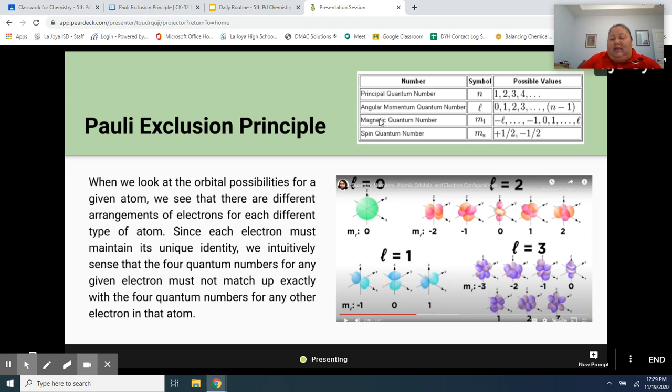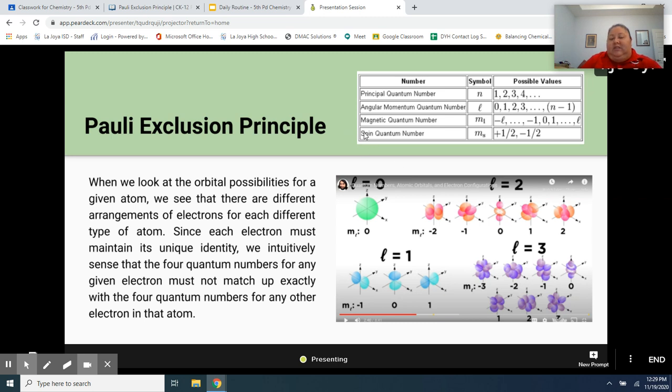The magnetic quantum number, if you have more than one orbital, and I actually have a picture down here that shows you that, M sub L. For the S orbitals, there's only one, so you have that 0 for M sub L. But all the other orbitals have multiples of them. So these will tell you which one that electron can be found in.